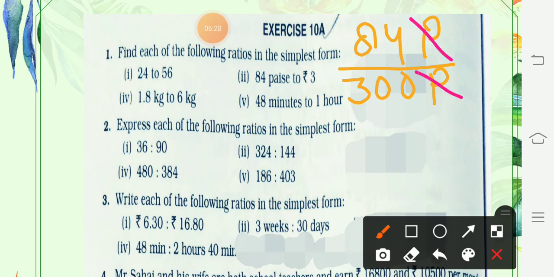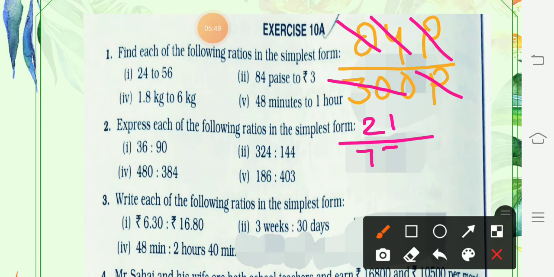Now just cancel it by a greater number. So which number will we use here? Let's take 4. 4 2s are 8. 4 1s are 4. Now 4 7s are 28. 2 left. 0 will convert into 20.